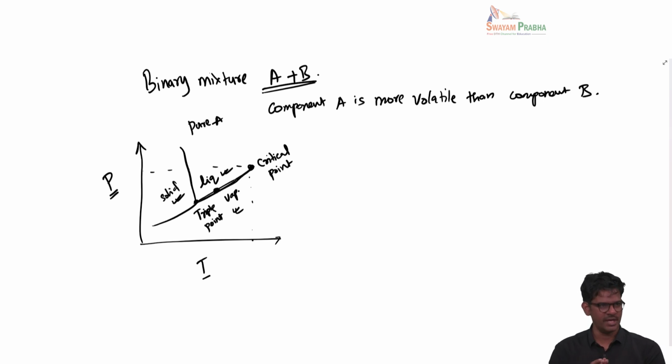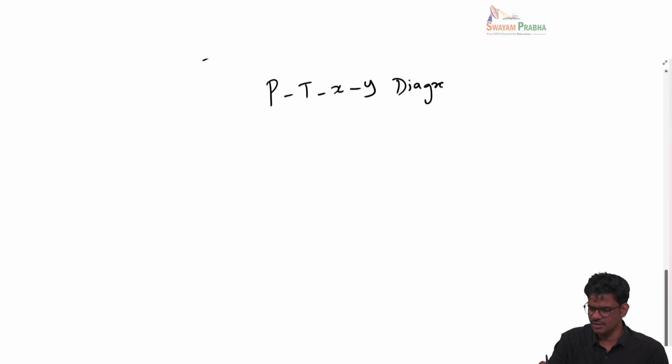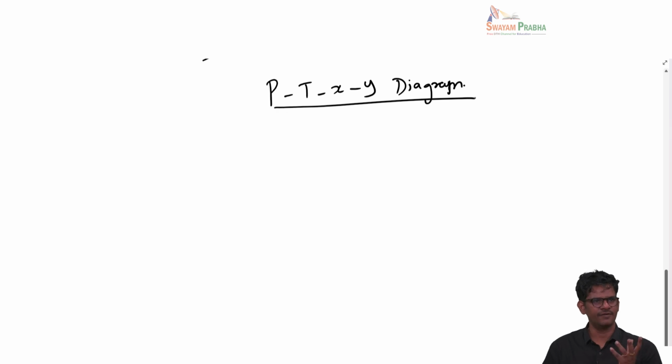But when I look at A and B together and ask under what condition they will be in a single phase like liquid, or a single phase like gas, or when they will be together as a vapor liquid mixture, we will see the PTXY diagram. The PTXY diagram is the VLE data of a binary mixture, a two component system. This is something you must have studied in chemical engineering thermodynamics. So let's briefly go through the details.